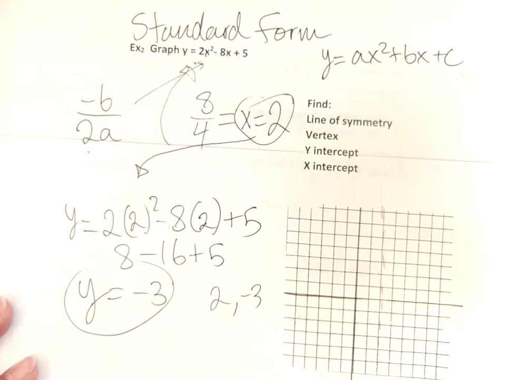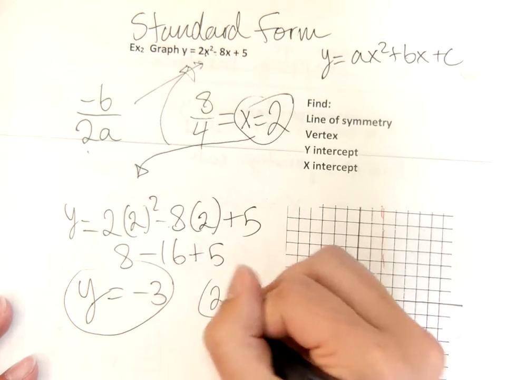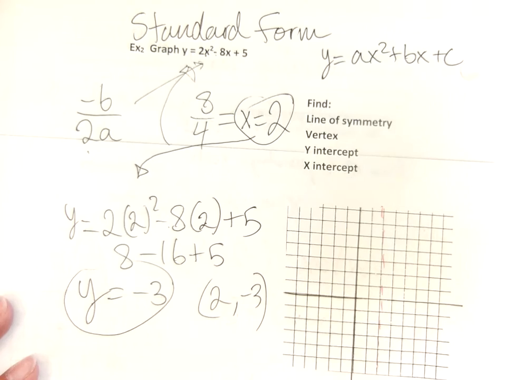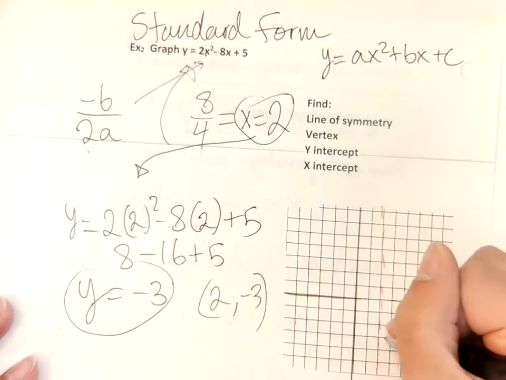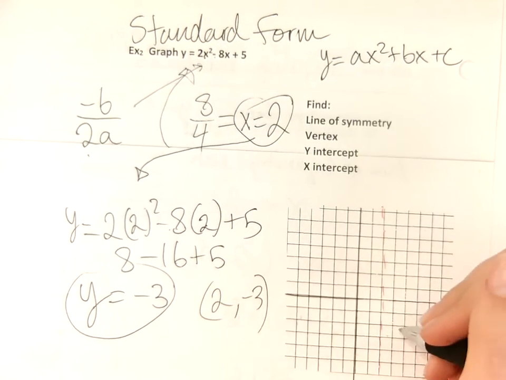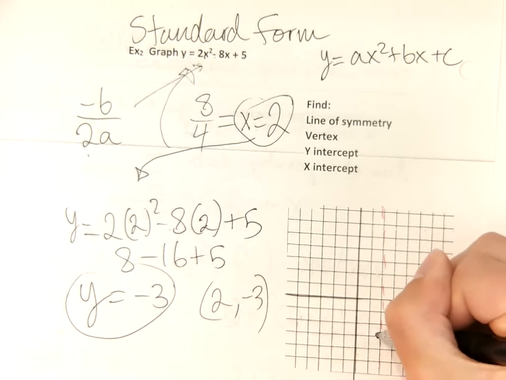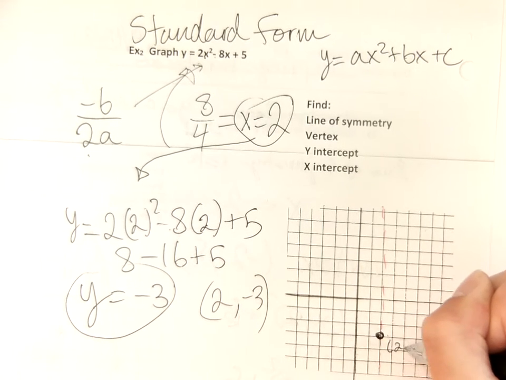Oh, I made the graph lines really bad for that. You're doing great. I think. Actually, no, it's a positive. Never mind. So 2 comma negative 3, that gives us our vertex right there.